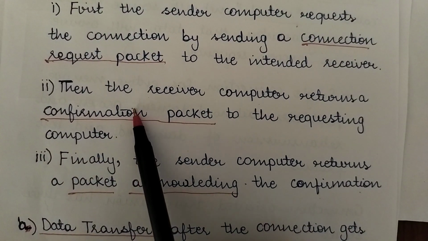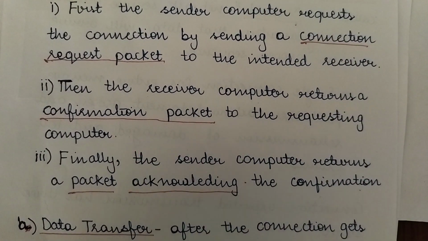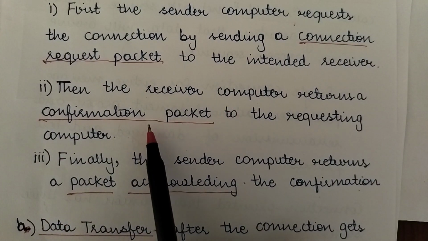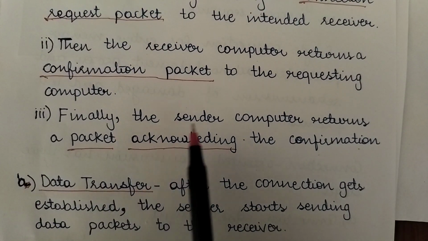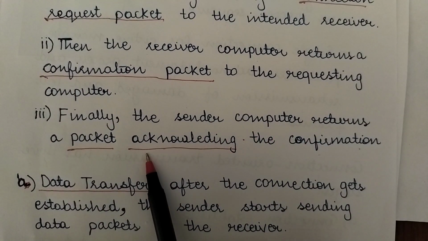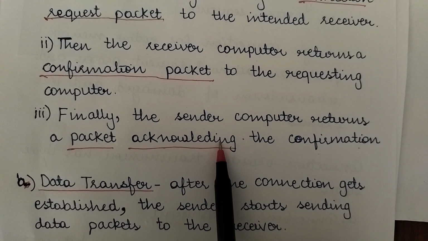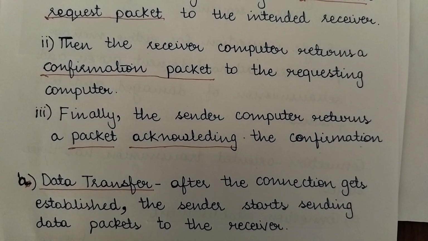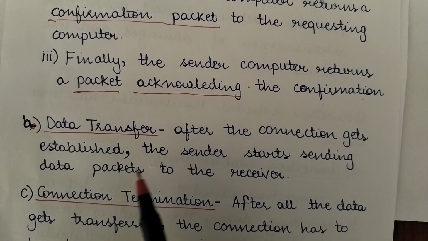After the receiver receives the connection request packet, the receiver computer returns a confirmation packet to the requesting computer. So when the receiver computer returns the confirmation packet, that means the receiver is ready for connection establishment. And when the sender receives the confirmation packet, then the sender computer returns a packet acknowledging the confirmation. That means the sender acknowledges the fact that it has received a confirmation packet from the receiver, and then the connection is finally established.